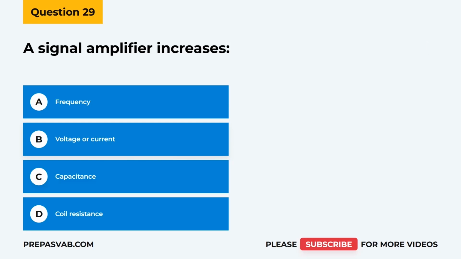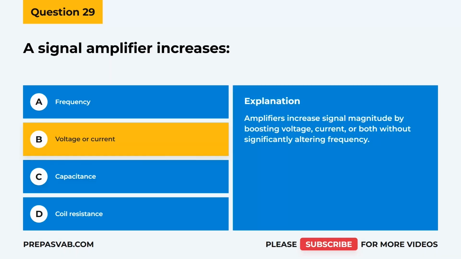Question 29. A signal amplifier increases A. Frequency. B. Voltage or current. C. Capacitance. D. Coil resistance. The correct answer is B. Voltage or current. Amplifiers increase signal magnitude by boosting voltage, current, or both without significantly altering frequency.